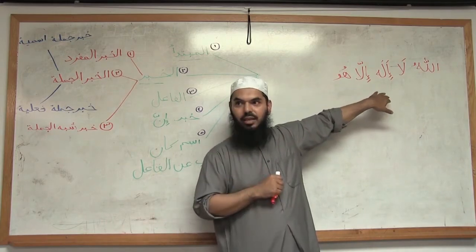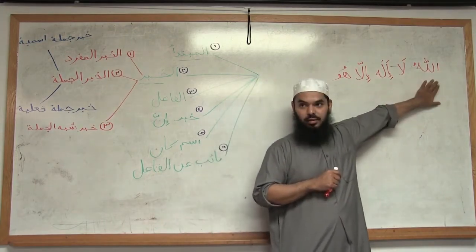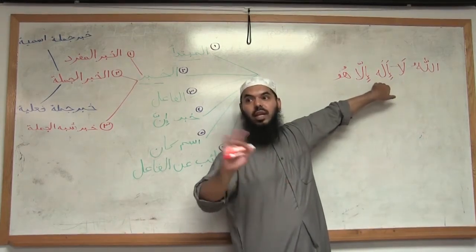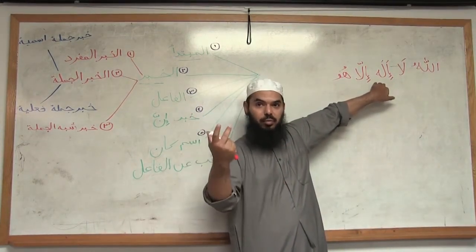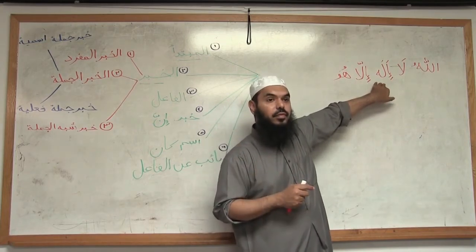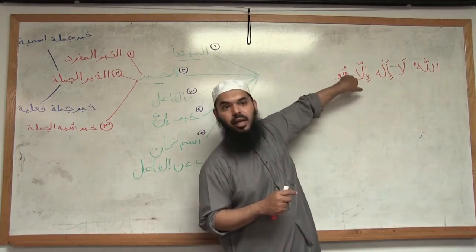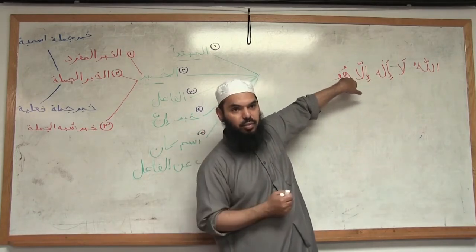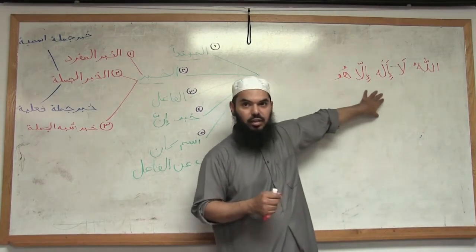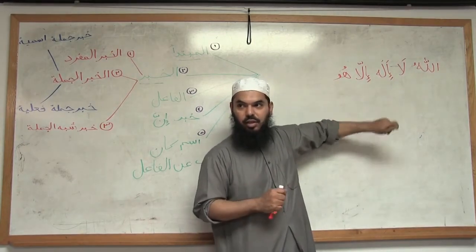Abdul Mateen, you got the meaning? Allah, la ilaha. There is no ilah. There is none worthy of worship. Ilah means something that's worthy of worship. Except Him, meaning Allah subhanahu wa ta'ala. So we're confirming. You got the meaning here? Everybody good?